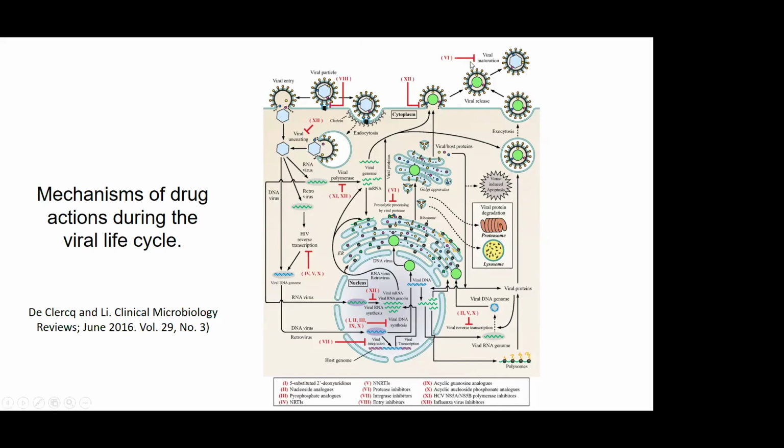The red bits and pieces there are the places or the areas where we currently have antivirals approved to target. For example, here, this number 8 is an entry inhibitor, like the entry inhibitors that we know for HIV or COVID, for example.